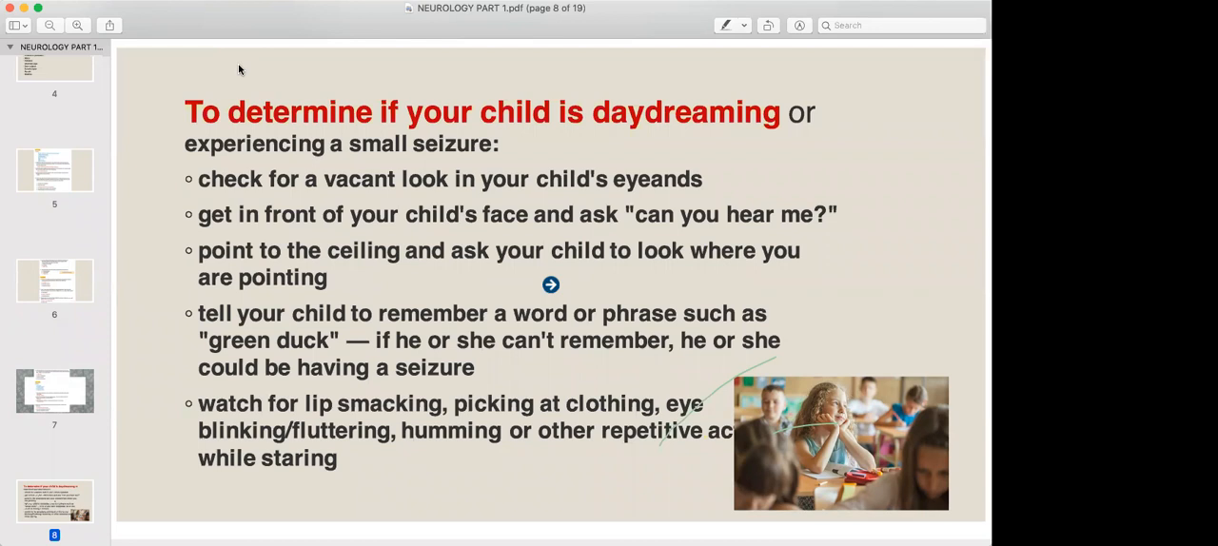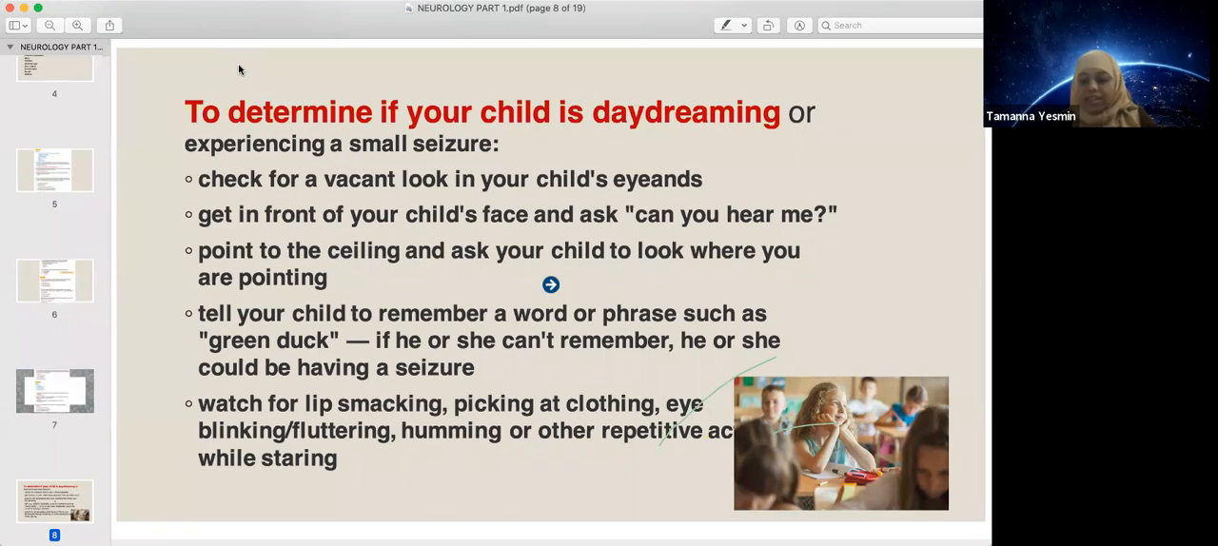Is it generalized or partial? Absence seizure is a kind of generalized seizure. That's why sometimes the child becomes drowsy. In case of absence seizure, we have to remember that even absence seizure is not good. Daydreaming you can inhibit the child, but absence seizure you cannot stop without treatment.